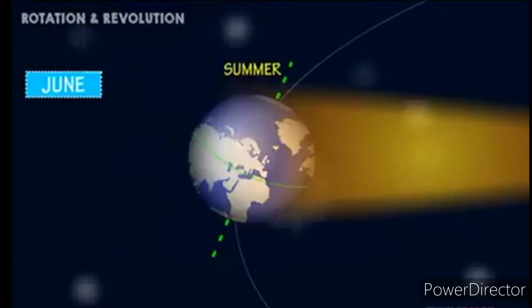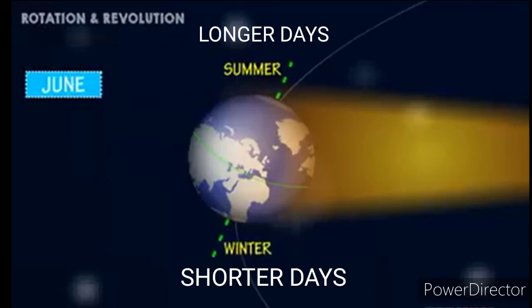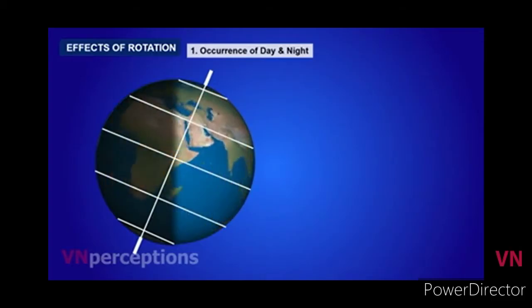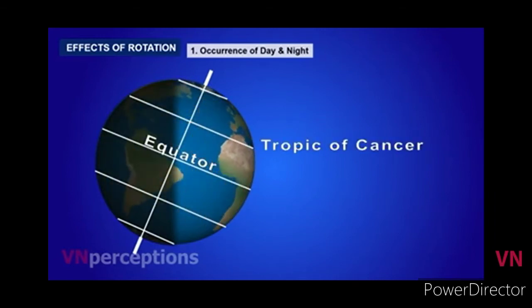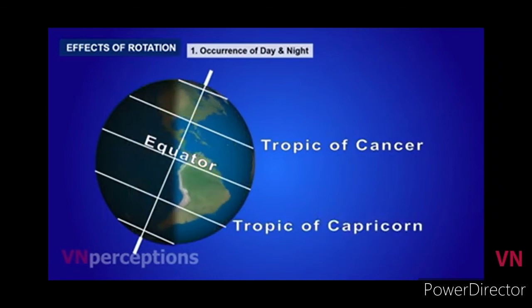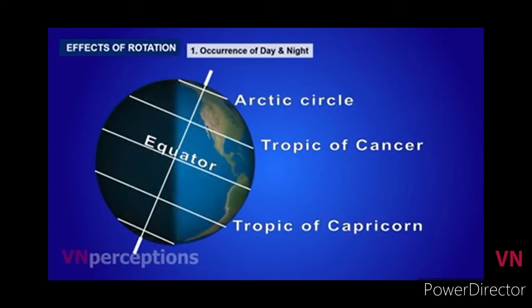Now in June, the northern hemisphere is tilted towards the sun. It gets more direct sunlight, so now the northern hemisphere has longer days and the southern hemisphere has shorter days. Children, if you look at the important latitudes of the earth, they are the equator, Tropic of Cancer, Tropic of Capricorn, Arctic Circle and Antarctic Circle.